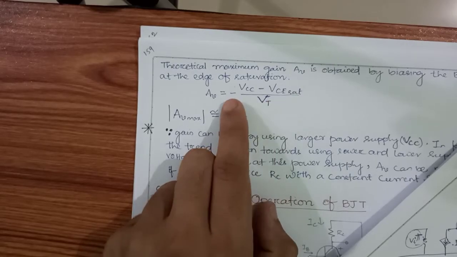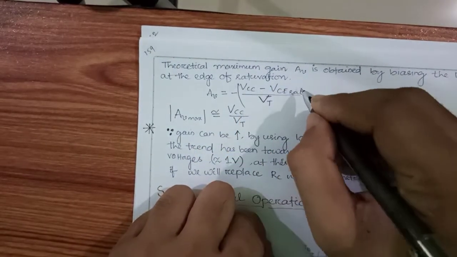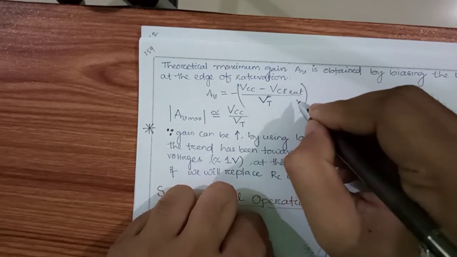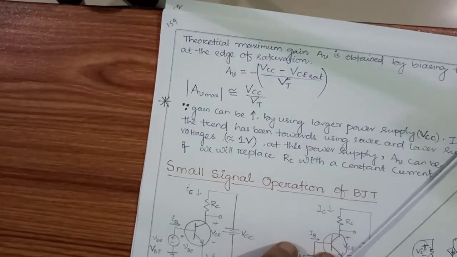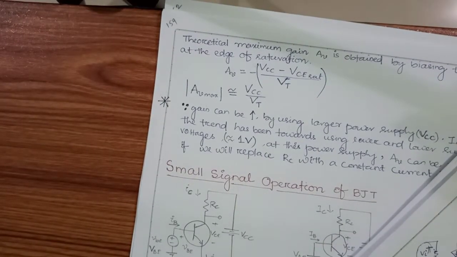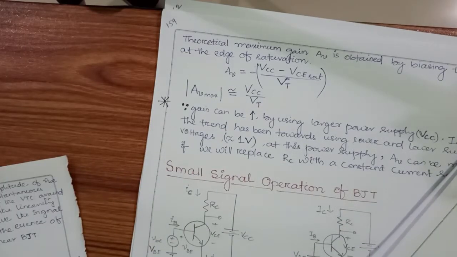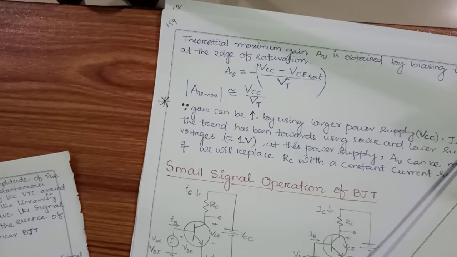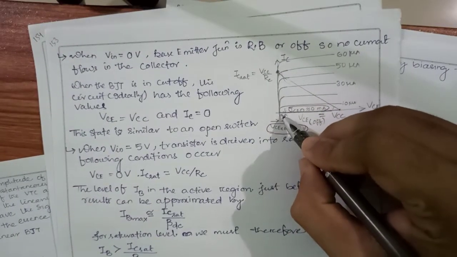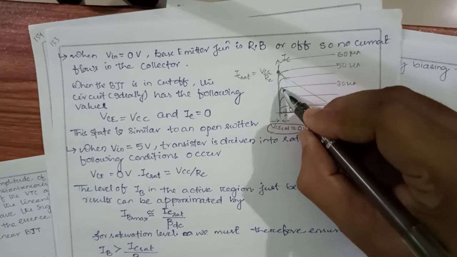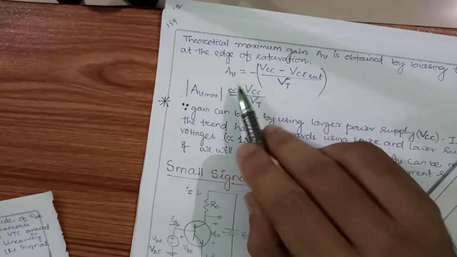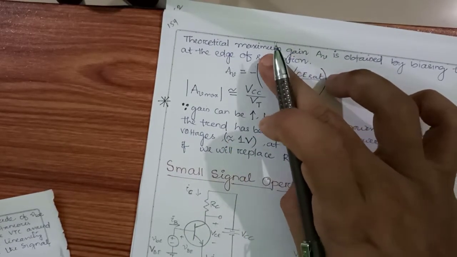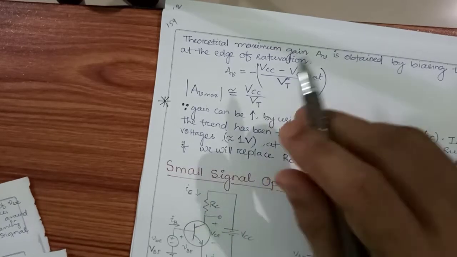So this is the maximum value. Maximum value means AV maximum. So this is nothing but minus BCC minus BCE sat, that is the saturation region, by BT. And we know our BCE sat value is approximately 0. If you see the graph, let me show you that graph. Okay, you see, this is the value of BCE sat, and you can see my BCE sat is approximately 0. As this BCE sat is 0, AV mod will become only BCC upon BT. So that's why it is BCC upon BT.